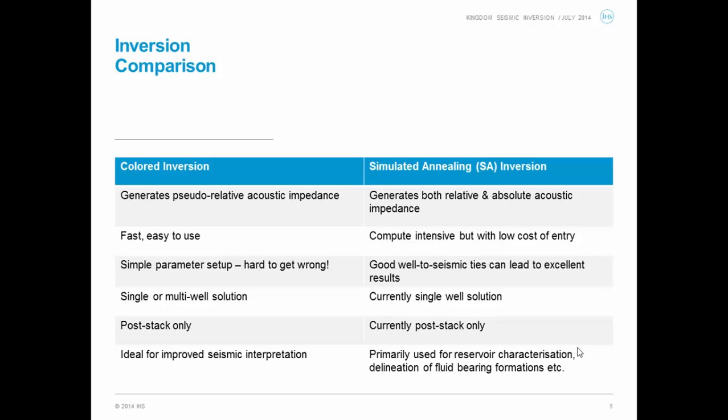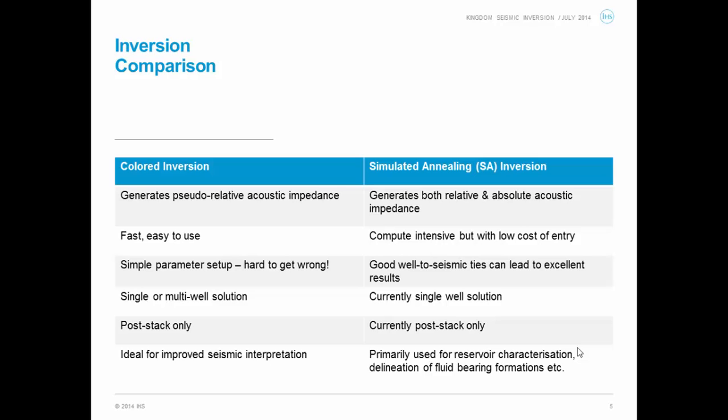So what are the main differences between the existing coloured inversion and the new SA or simulated annealing inversion? Looking at coloured inversion first, it generates what is best described as a pseudo-relative acoustic impedance volume. The procedure is fast and easy to run with very simple parameter setup. You can use either a single well solution or multiple well solutions, though our research and testing and the theoretical background behind the procedure indicate that there is little to be gained using a multi-well solution.